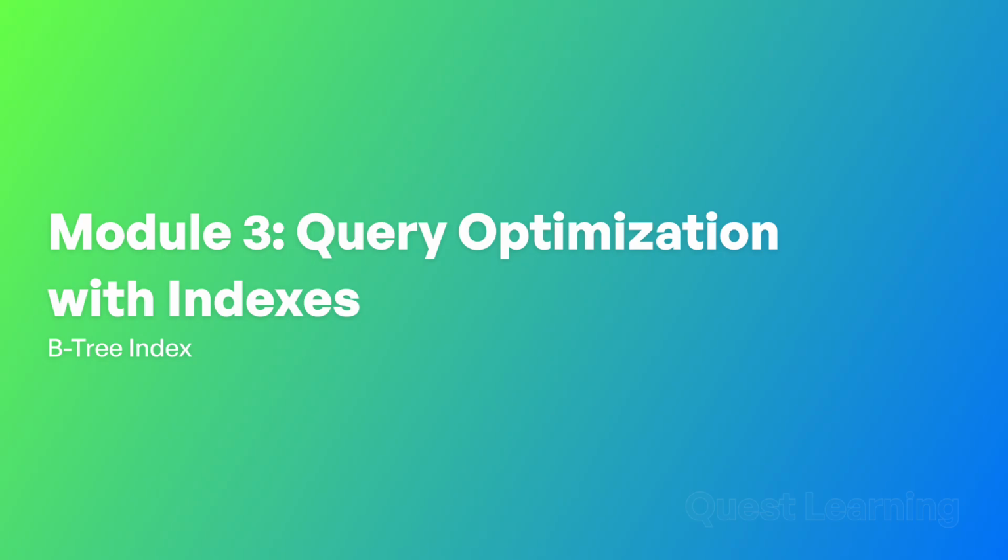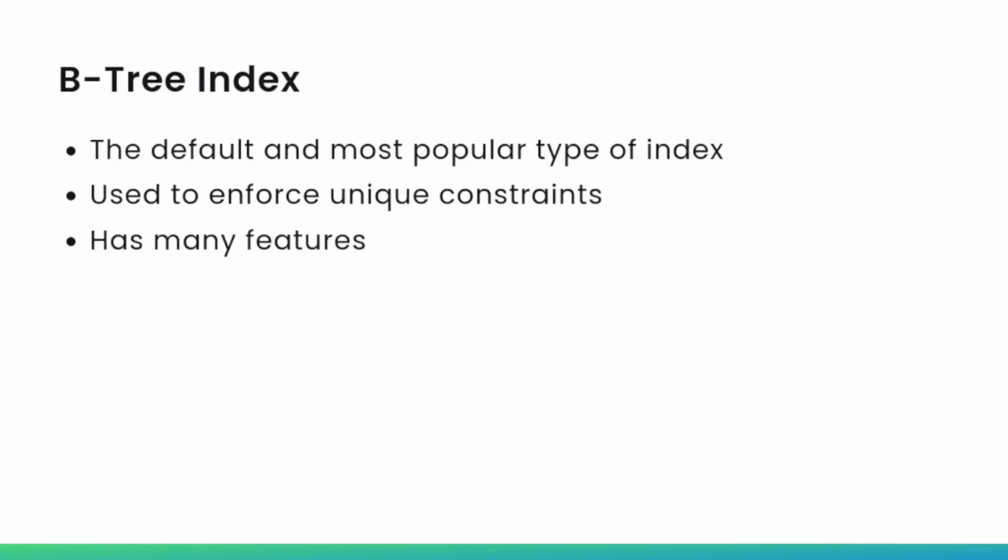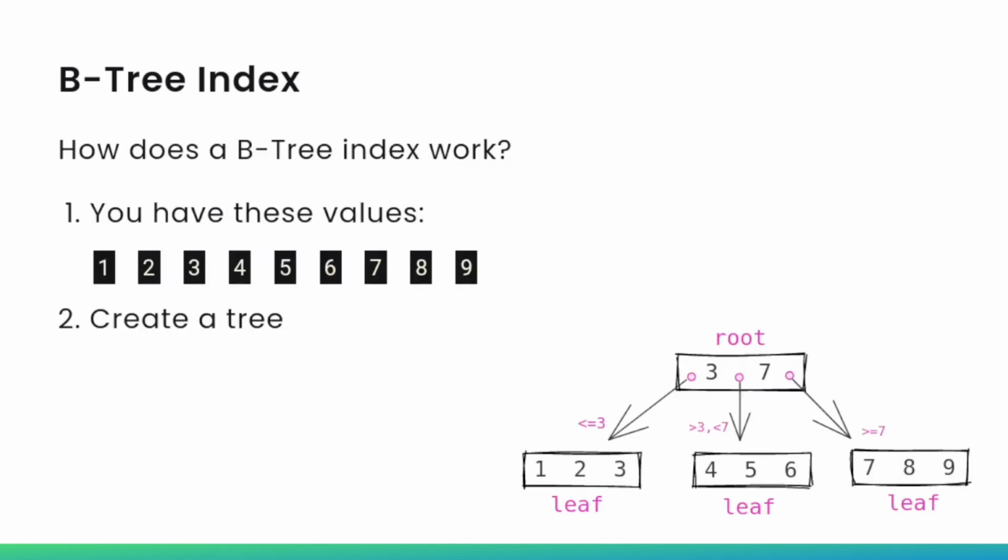Hi, hello. In this video, we are going to talk about B-tree index. That's the king of all indexes. If you're using Postgres and you're not sure what you're using, you're using a B-tree index. So B-tree index is the default and most popular type of index and most likely what you need, okay? It's used to enforce unique constraints and primary key constraints. We saw that when we talked about data integrity, and it has many features which we are going to see in this video. So let's start by understanding how a B-tree index works.